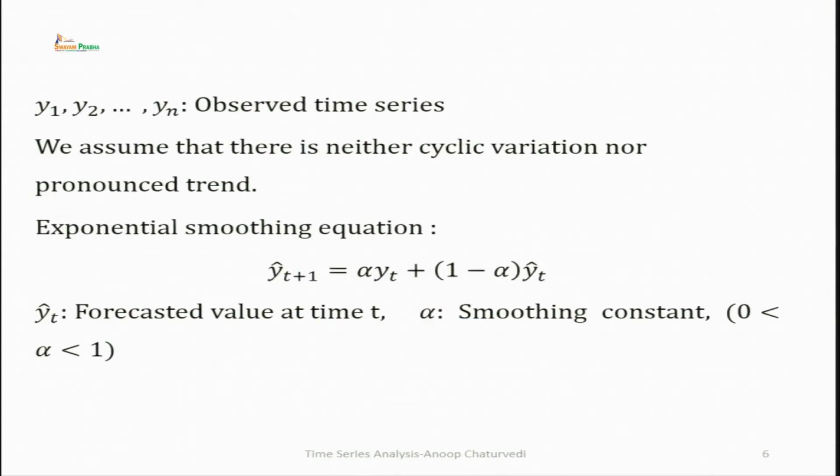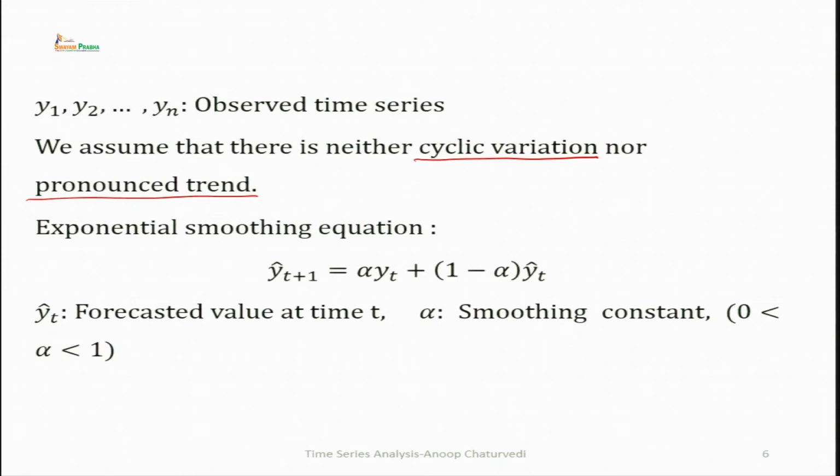Again, you have n observations of the time series, and we assume that there is neither cyclic variation nor pronounced trend. So, this is the basic assumption that cyclic variation is absent and there is no trend, or even if there is some trend, it is negligible. So, this procedure is based on these two assumptions.